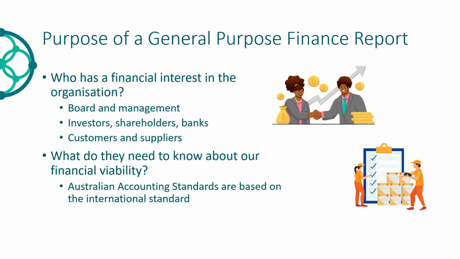So board and management need to know about the organisation's finances, but so do investors, shareholders, banks. The other category of people who might need to know about our finances are customers and suppliers. Suppliers don't want to end up in a situation where you physically have possession of their stock, but perhaps you haven't paid for it yet. And then if you go into receivership, they might end up in a big legal battle over who actually owns that stock and whether or not they can get that stock back. That's just a risk that suppliers don't want to have to go through.